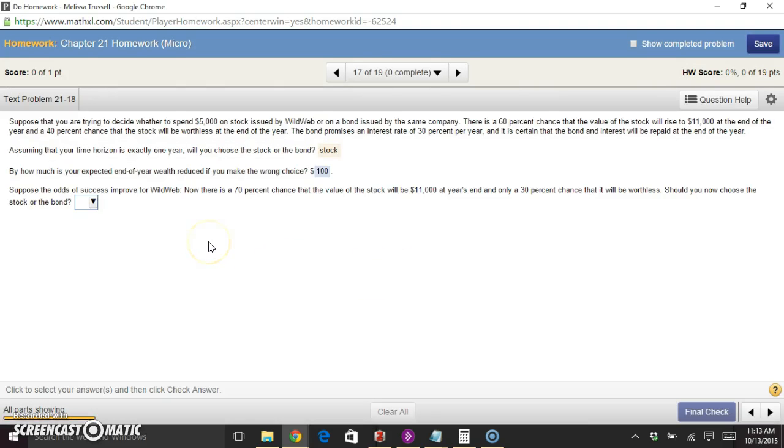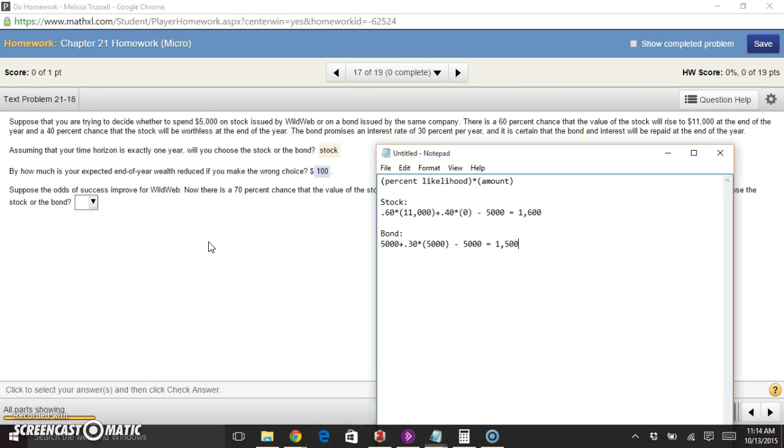All right, and the last question it asks us is, suppose the odds of success improve for WildWeb. Now there's a 70% chance that the value of the stock will be $11,000 at the end of the year, and only a 30% chance that it'll be worthless. Now what should we choose, the stock or the bond? So now we have to calculate the expected value of our stock in this second scenario, so stock 2 I'll call it. And we do the same thing.